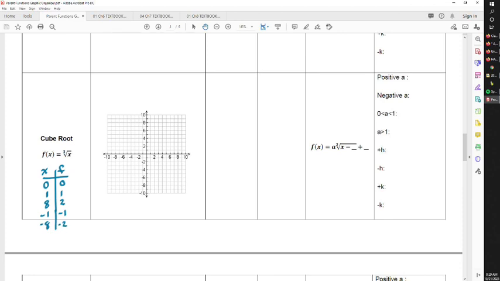So I picked easy ones, okay? You pick easy numbers. And so now I plug them in. I graph them. One, one. Eight, two is really over here. So I have one, one right there. Negative one, negative one, negative eight, and negative two. And then you have your graph.